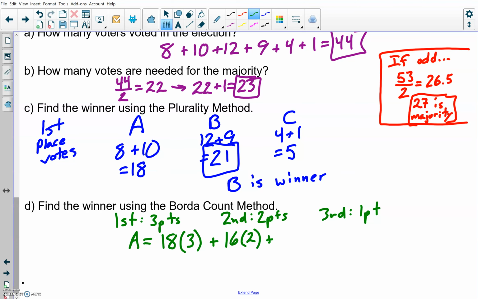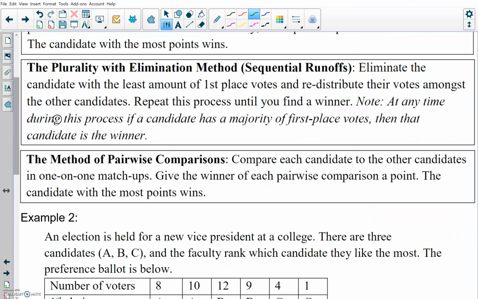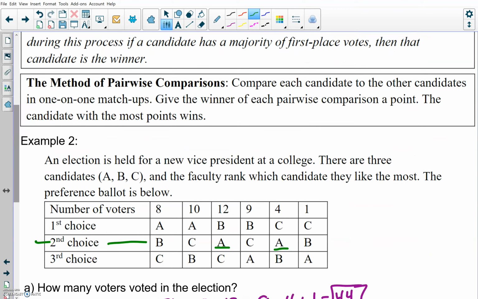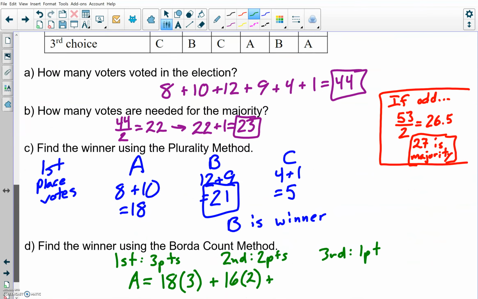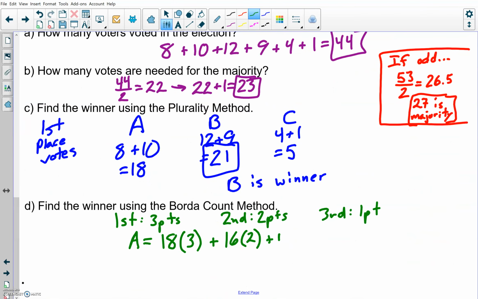And then we need the times when they were the third choice. And A was the third choice here and here. So 9 plus 1 is 10 times that they were the third choice. So you don't really have to multiply by 1. It's not going to change it, but just to make it stand out. And then we will get a total here of 96 points. So A has 96 points.